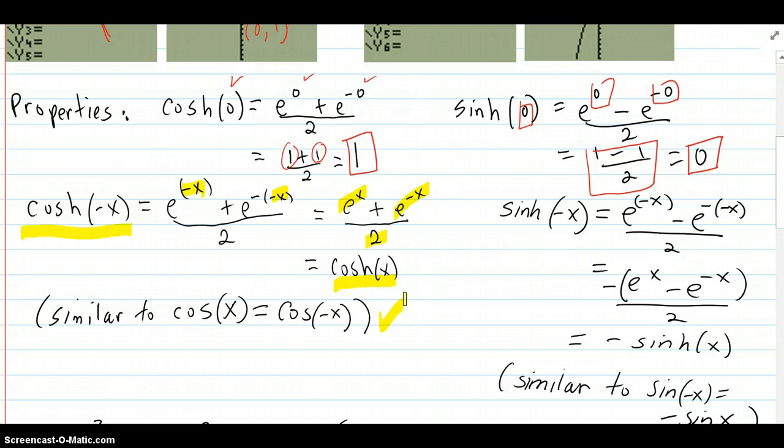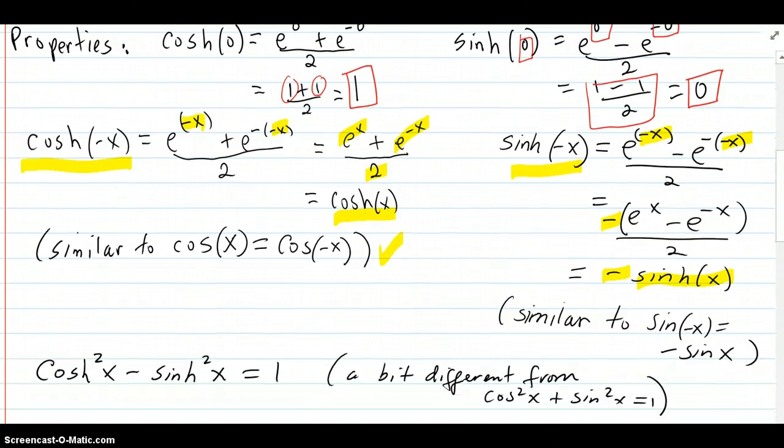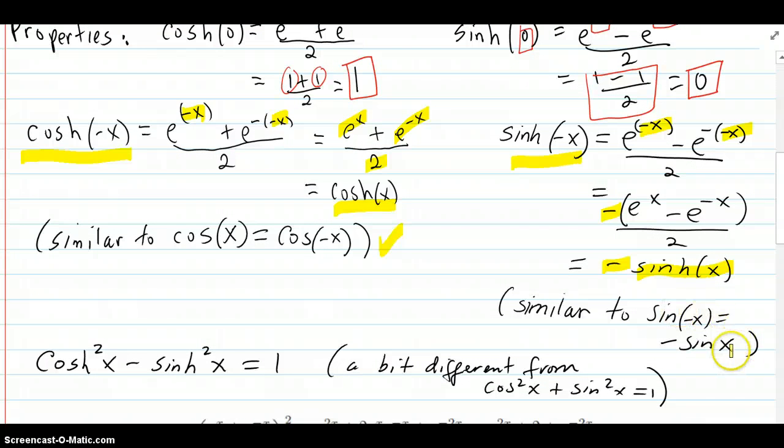Let's see if the sine one works out. Sine of negative x is e to the negative x minus e to the x. Again, when you rewrite those and change the order of the subtraction and put a negative out here, you end up with negative sinh x. And that is the same as the sine function of a negative angle.